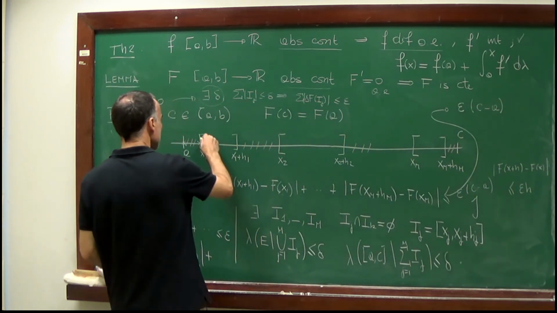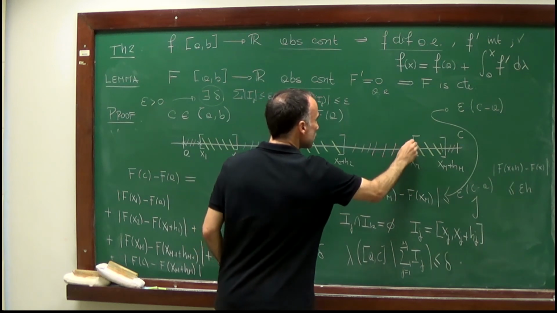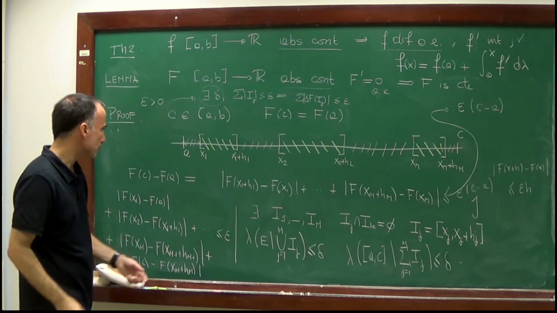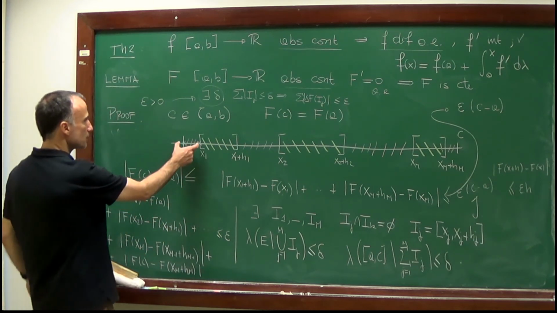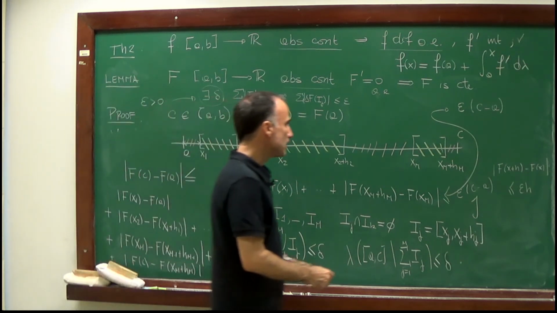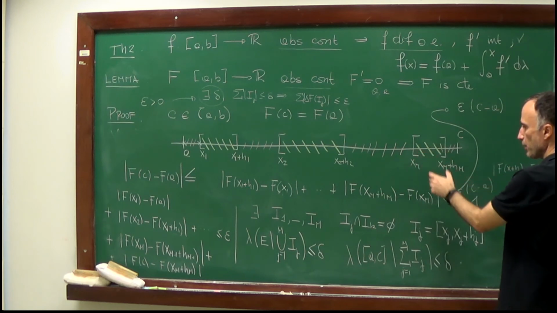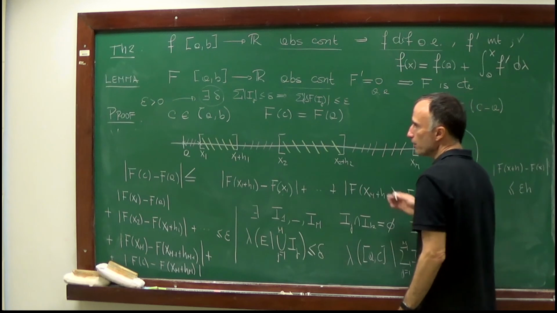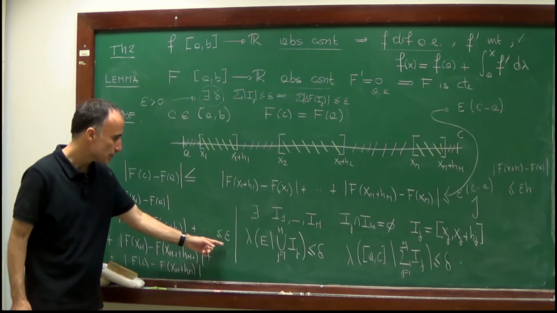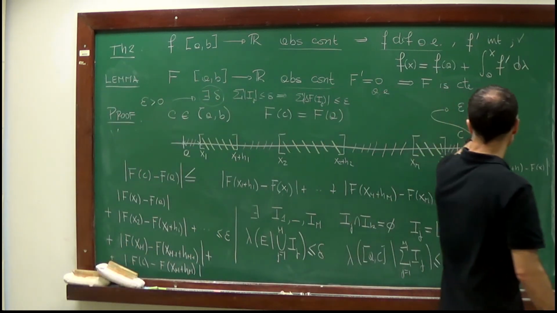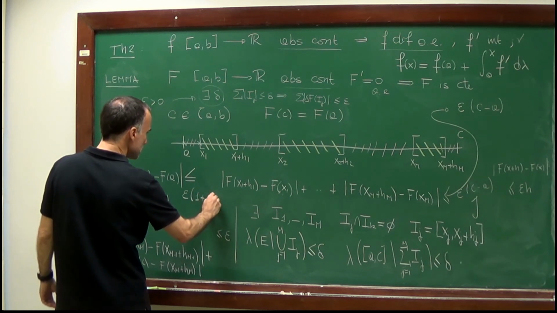So that is the contribution of the green intervals, while the pink intervals give a contribution which is bounded by epsilon. So f(c) minus f(a) is less or equal than this sum plus that sum, right? Because we are decomposing this difference as f(c) minus f(xm plus hm), which belongs to the pink part, then a green part, then a pink part, followed by a green part, and so on. So the pink contribution is bounded by epsilon, while the green contribution is bounded by epsilon times c minus a. So this proves that f(c) minus f(a) is bounded by epsilon times 1 plus c minus a.